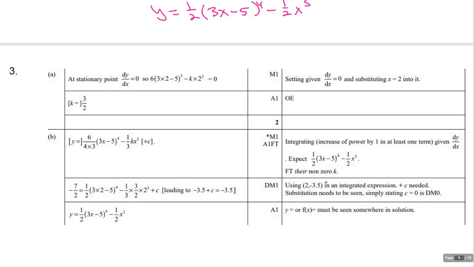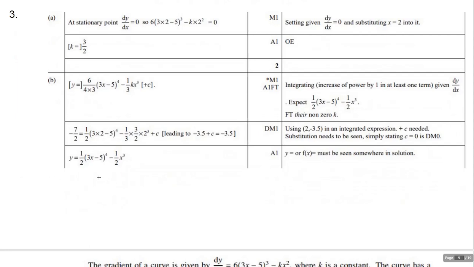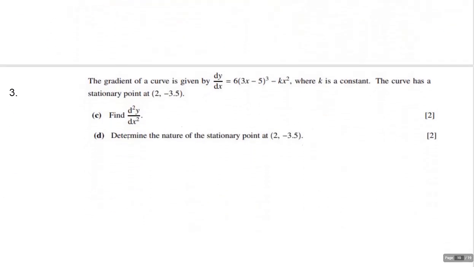Using the point 2, negative 3.5 into the integrated expression with the plus C, that's again the method. Okay, so that's what we do. And then they need to see this answer. The answer is that, there's nothing at the end. It just looks like this. All right, hopefully that made sense. Let's take a look at this one.